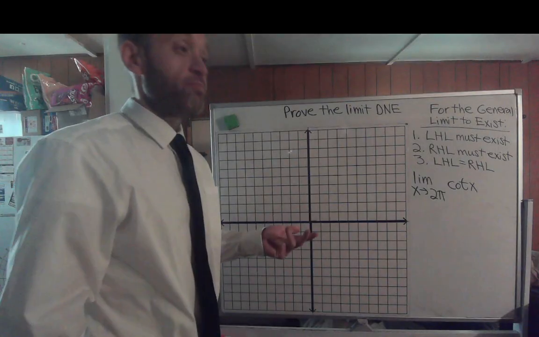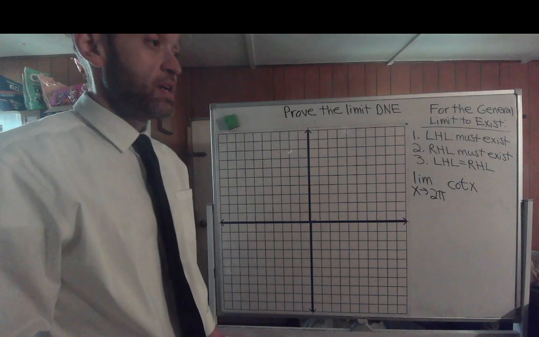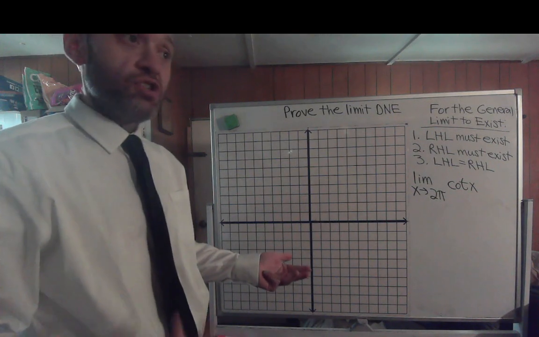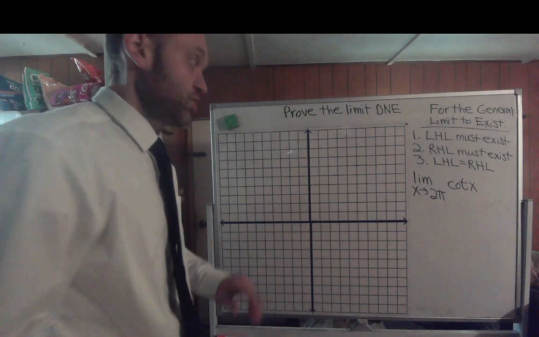So integer multiples of pi, of course, are your asymptotes for the cotangent function. You have 0, pi, 2 pi, negative 2 pi, and so on. Those are your vertical asymptotes for the cotangent of x.